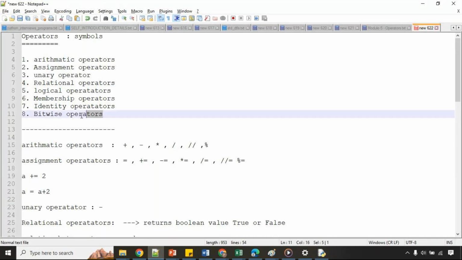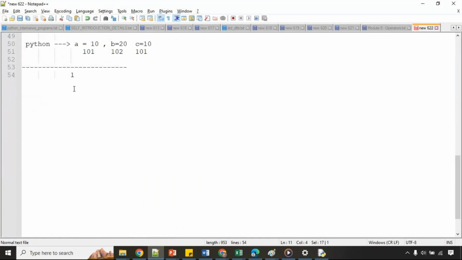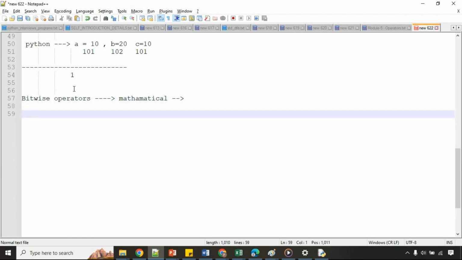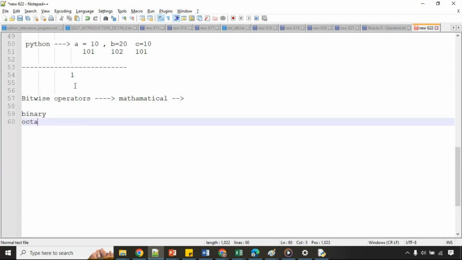So next we have bitwise operators. Guys, these bitwise operators are mathematical related. Those who are able to understand, well and good. If you are not able to understand, don't worry, leave it, no problem. Before that, we have to understand binary numbers, octadecimals, and hexadecimals.